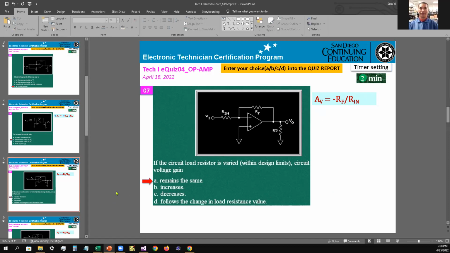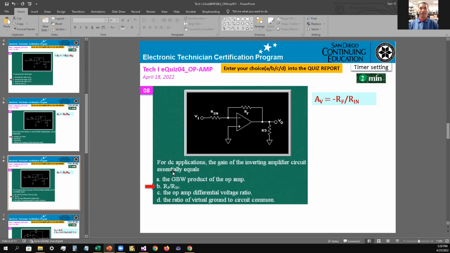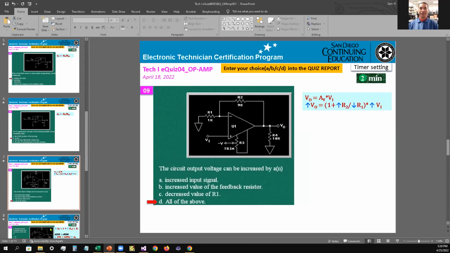Okay, any question on number 7? Okay. Number 8, for DC applications, the gain of the inverting amplifier circuit is essentially equal to, so to calculate the gain, so A, voltage gain equals negative RF over RN, okay? So the answer is B as in Bob for number 8. Okay, any question on number 8? Okay, no question. Next one.